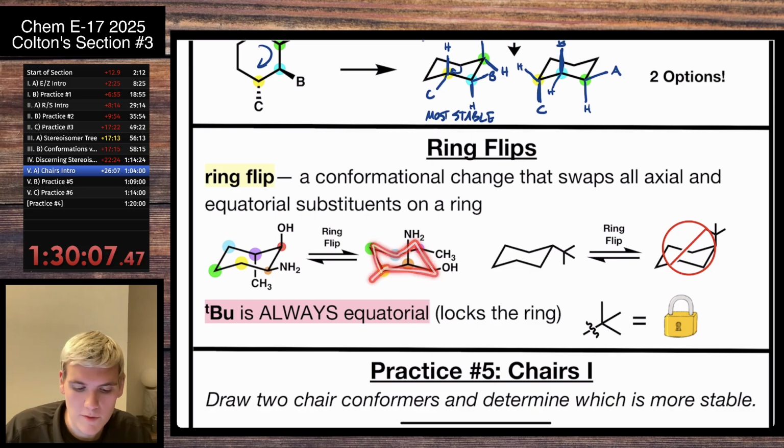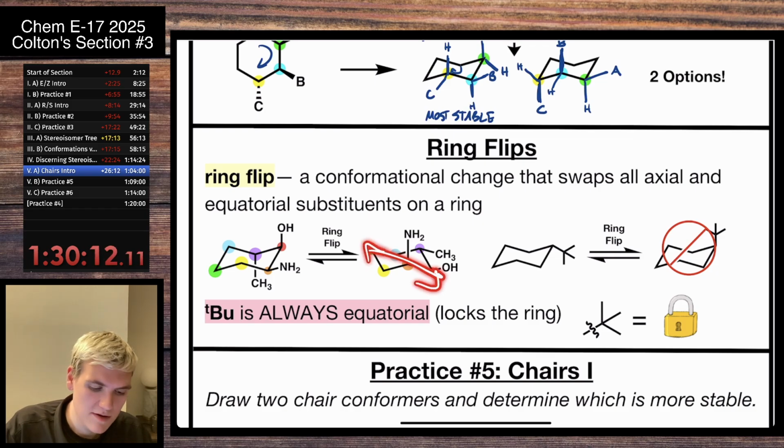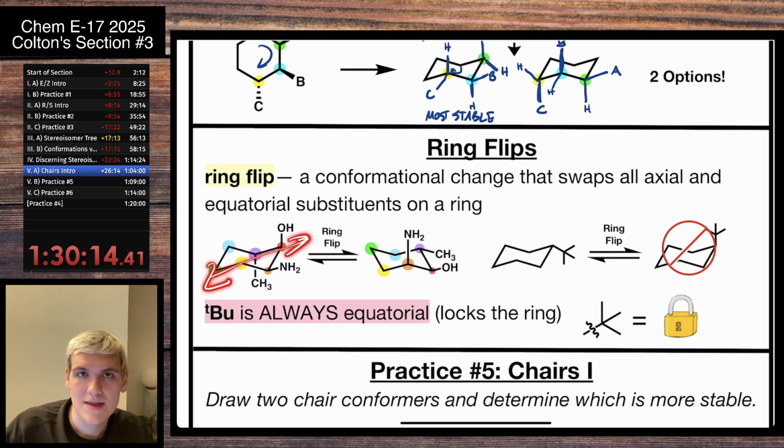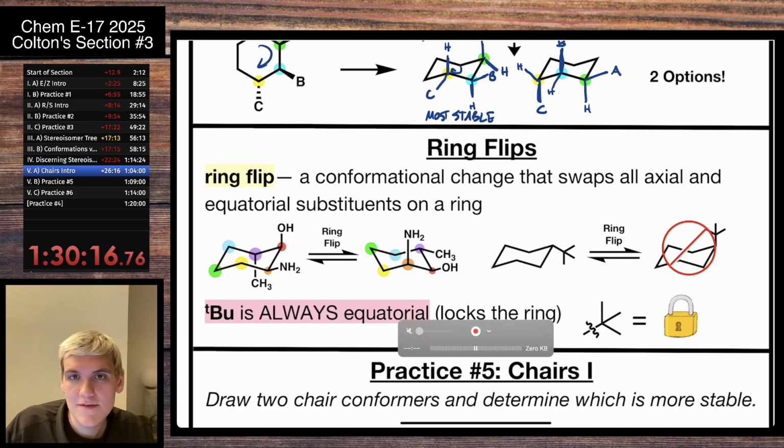And it's kind of about where the pointy bits are. Like here, the pointy bits are on this diagonal, where here, the pointy bits are on this diagonal. And this is the thing. For some classes, they make you do this version of a ring flip.